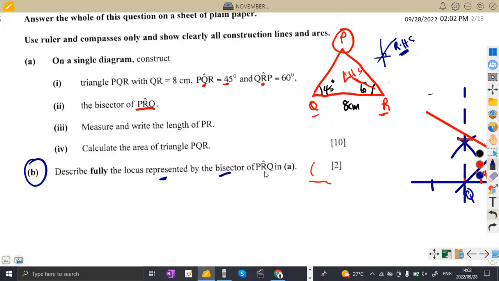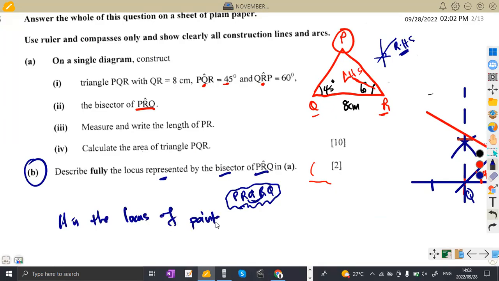This is a bisector of an angle. Remember, guys, I told you whenever you're bisecting an angle, it means you're talking about line PR and line RQ. So this is locus of points equidistant from these two lines because you bisected angle R here. So that is how you describe this locus. So you're saying it is the locus of points equidistant from PR and RQ like this. All right, so it's a locus of points which is equidistant from two given lines.